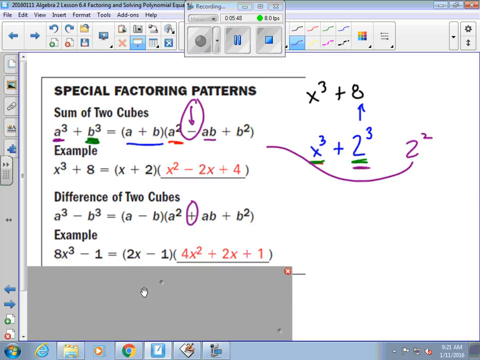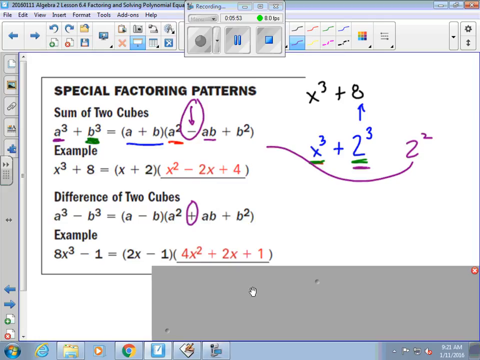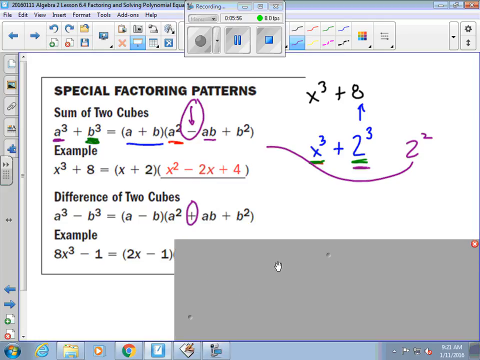So an example with some numbers is 8x to the third minus 1. So let's look at that one like this first. 8x to the third minus 1. Again, 8 is the same thing as 2 cubed. So we have 2 cubed x cubed. And then minus 1 cubed is the same thing as 1. So minus 1 cubed. I wrote to the second power for some reason. Cubed. So what we have here is the difference of 2 cubes.